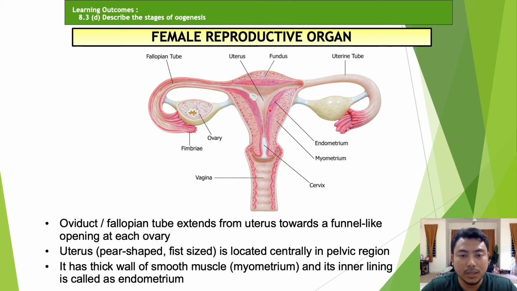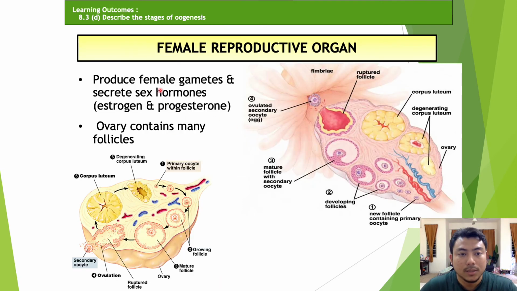So inner lining ataupun lapisan dalam ni dipanggil sebagai endometrium. So in this diagram, it shows you the female reproductive organ. So this is the enlarged diagram of the ovary.